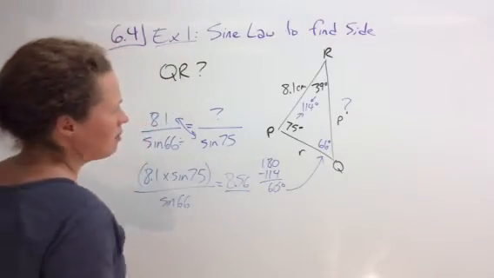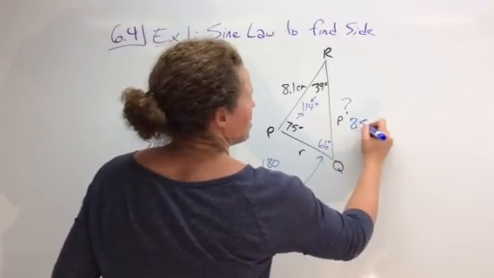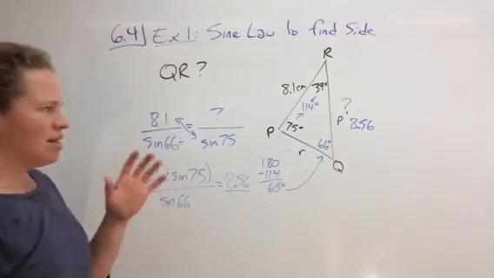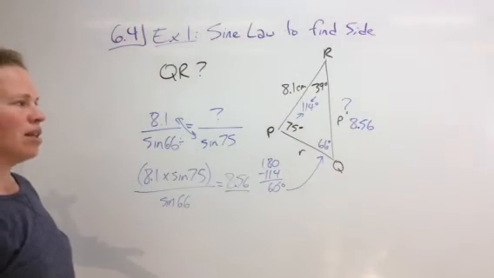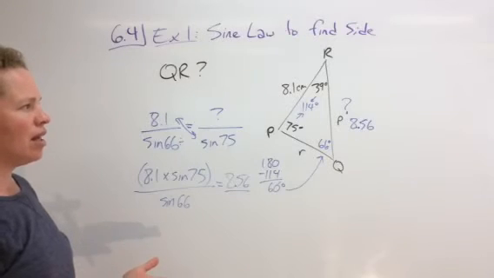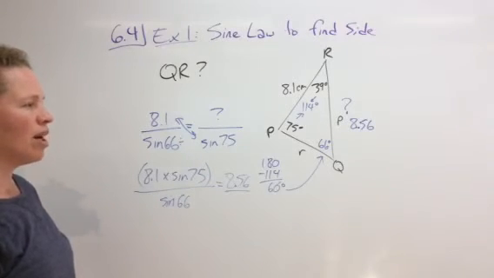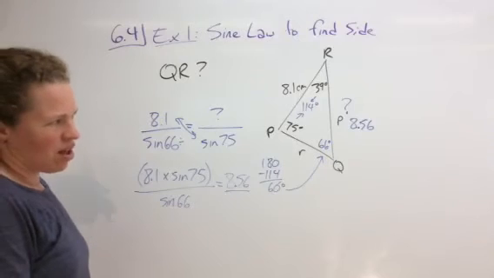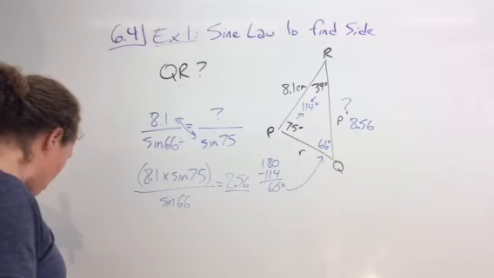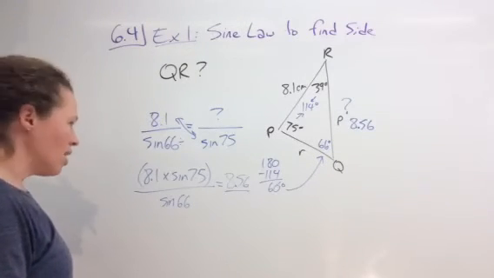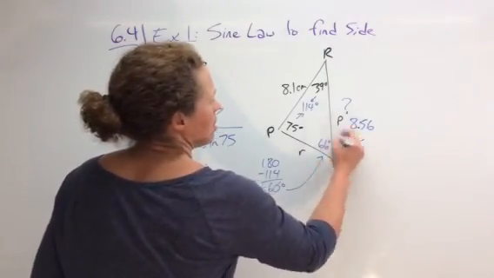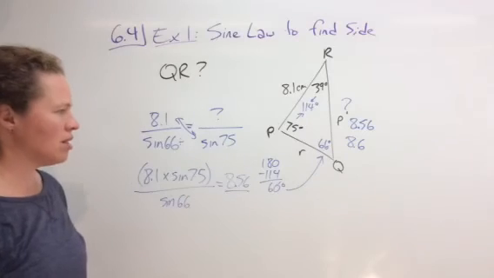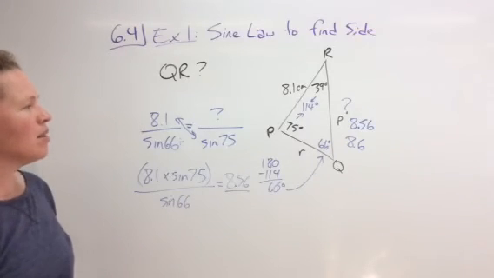Now, if I draw 8.56 on here, does that seem like a logical number? Well, it does look like the longest side in the triangle, and the other side that's given is 8.1. So it does logically make sense that that might be my answer. I could round it to 8.6, I suppose, since this one's only got 2 significant digits. But yeah, that's how we use the sine law.